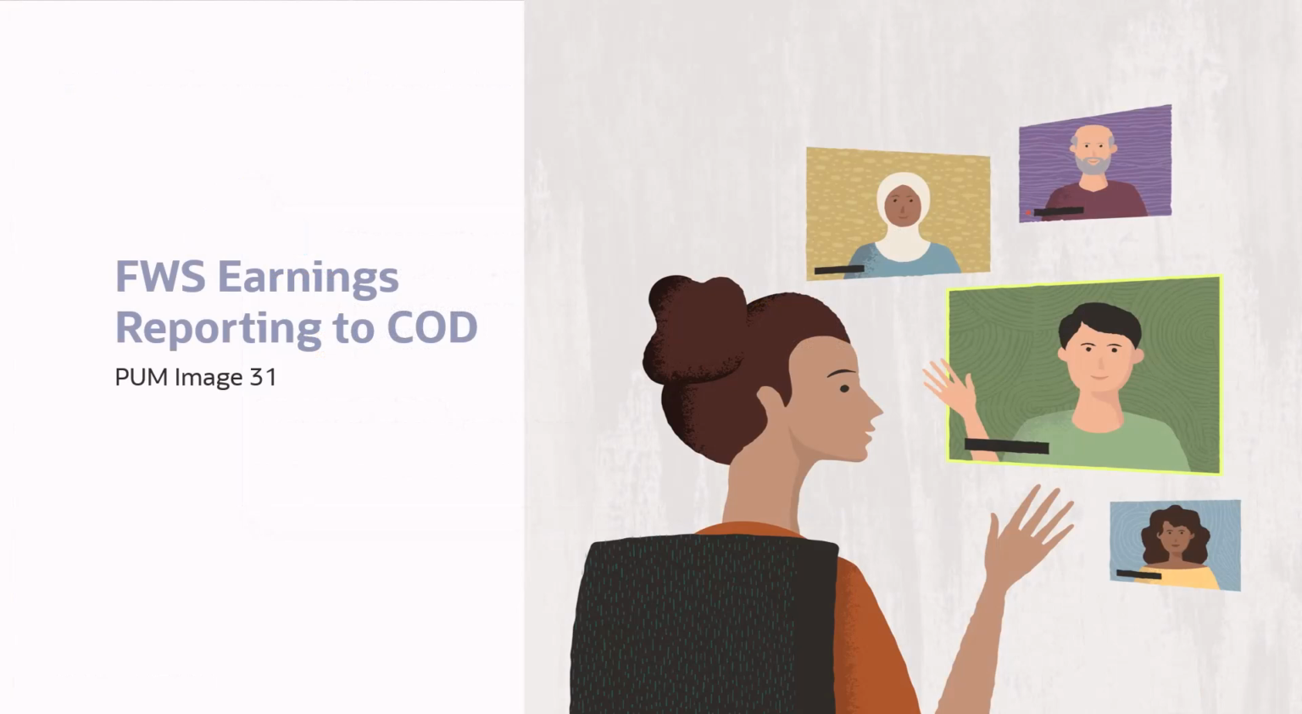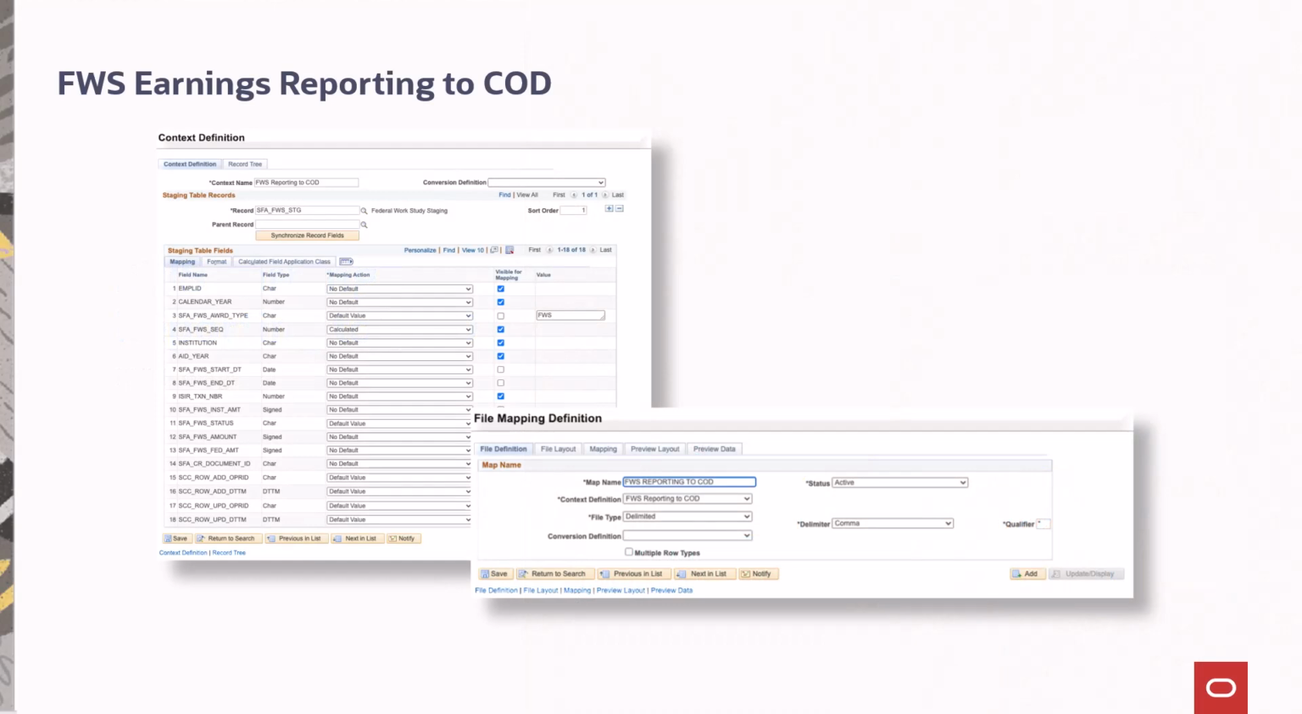The updates pertaining to reporting federal work-study earnings to COD were delivered via PRP on October 19, 2023, using patch number 34858743 and delivered in PUM image 31. Support has been delivered for reporting a calendar year 2022 federal work-study earnings to COD, Common Origination and Disbursement, in alignment with the published campus-based Common Record Layout and the 1.0A schema.